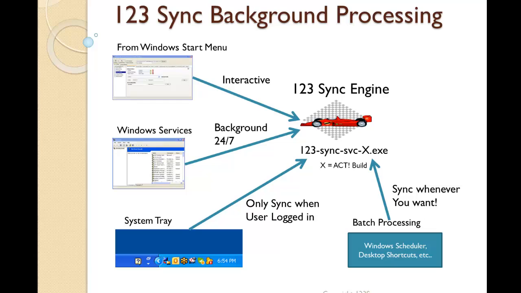And finally, last but not least, you can run 123Sync from just about any task manager, batch processing, Windows scheduler, or desktop shortcuts. Just call this file, which resides in the program files for 123Sync, and then just run it. It can be accessed from anywhere. As long as it's properly set up to begin with, it will run.